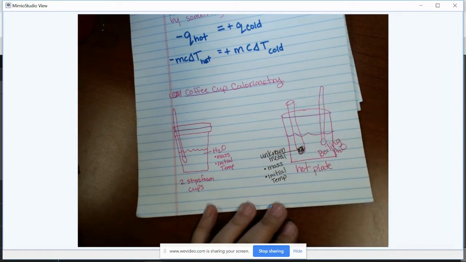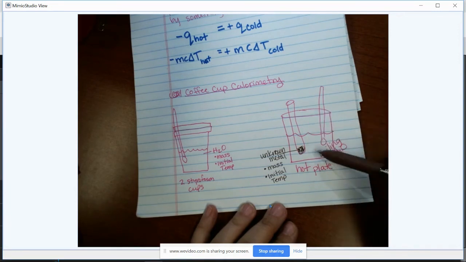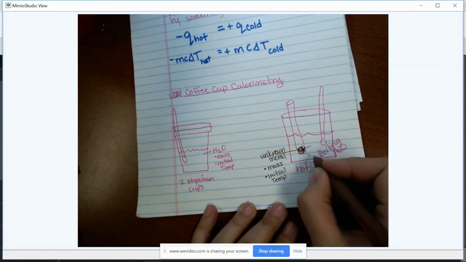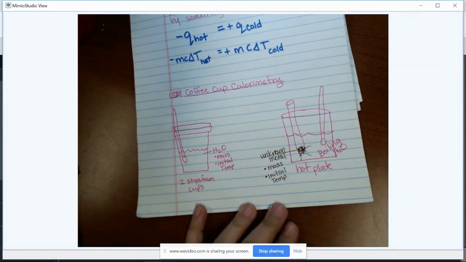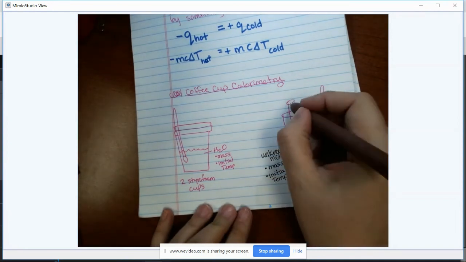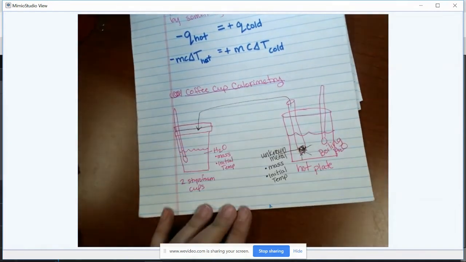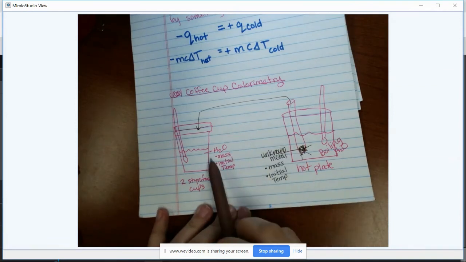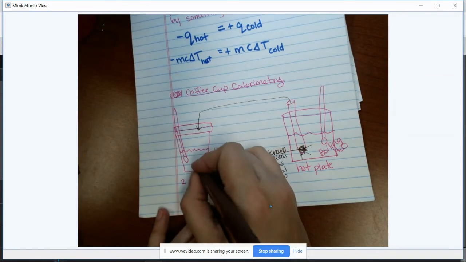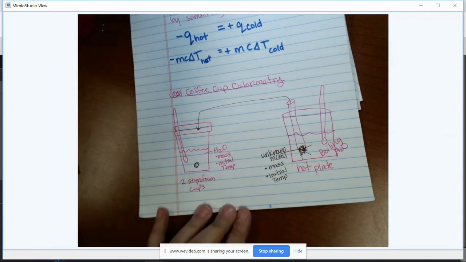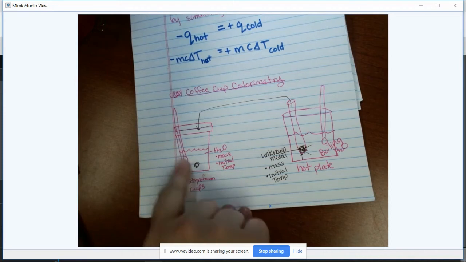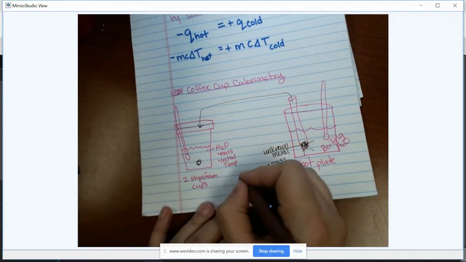So we let the metal sit in this boiling water so that it can absorb all of that heat energy. So all this heat energy is going in. And then we take it and we quickly transfer it over into this cup. And the thing we would expect to happen is when you put the hot metal into the cold water, we would see the temperature go up. And you would be right. It probably won't go up very much. But what you do is you measure what was that final temperature. How much did the temperature go up?